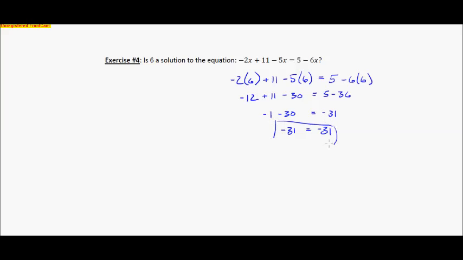So this one came up equal. That is definitely true. So, yes, this is a solution to the equation. Alright, so very easy, very straightforward. Just plug them in, do the math.